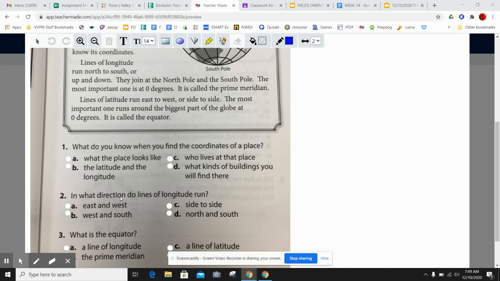Number 2, in what direction do lines of longitude run? Well, they're long. Okay, so that should have been D, north and south. The longitude is up and down.